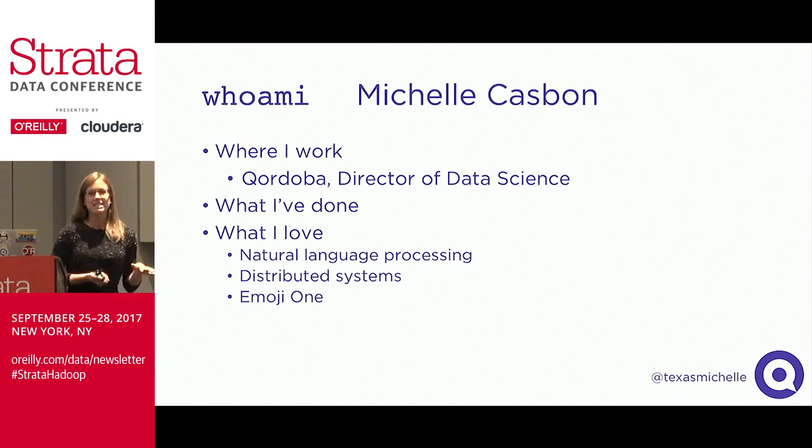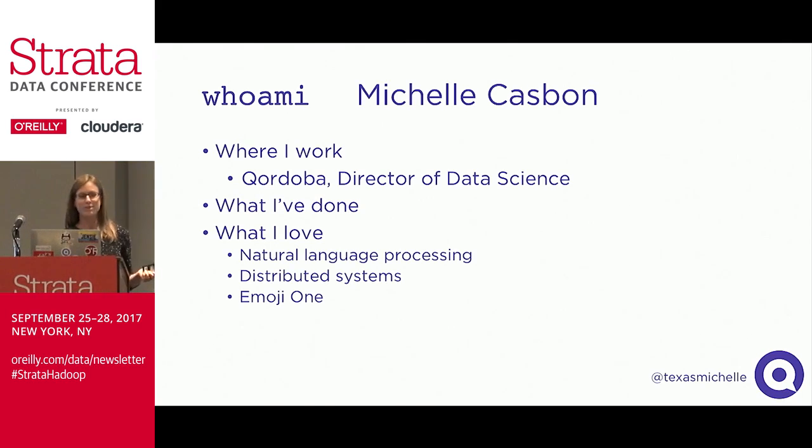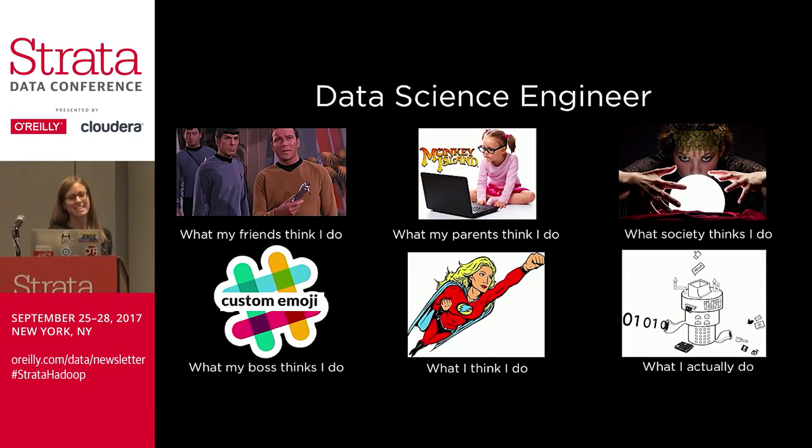And the reason I first came to Strata is because I got involved in distributed computing, because you can do better NLP if you have a lot more machines to do it on. So that's why I'm here. And I really love emoji. Part of doing NLP research involves trying to understand the data that you're looking at. And I feel like emoji can actually give you a lot more information than people give it credit for. So you'll see a lot of emoji in this presentation.